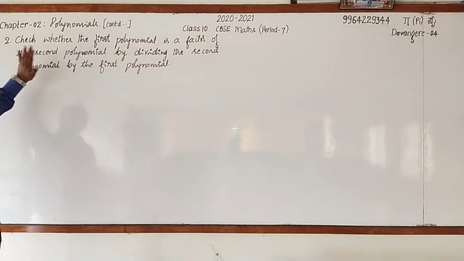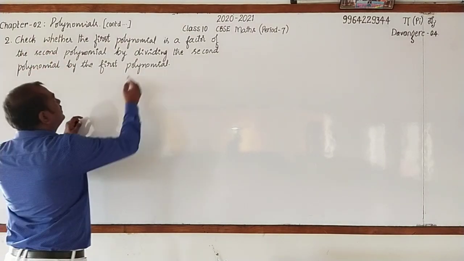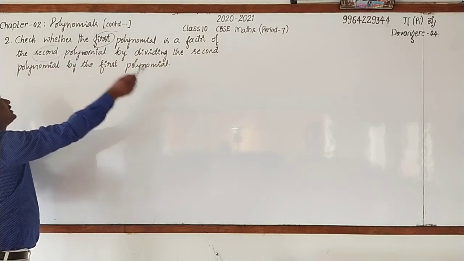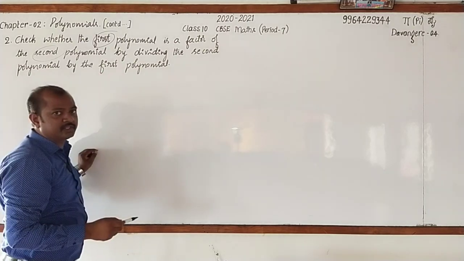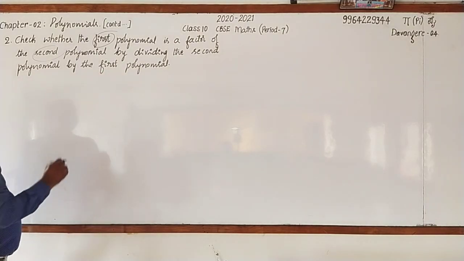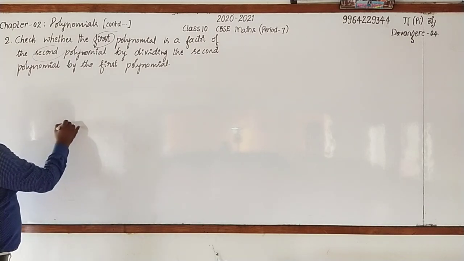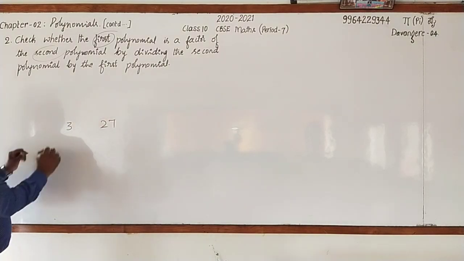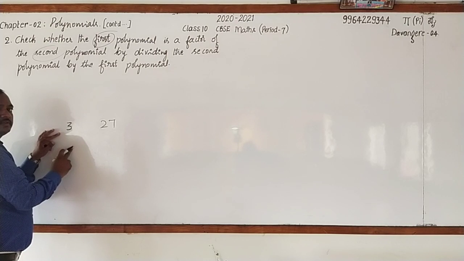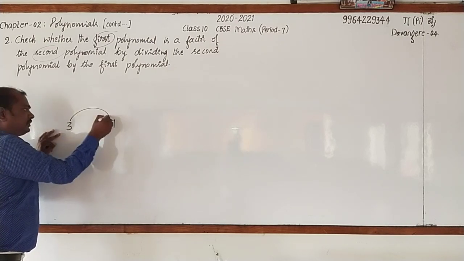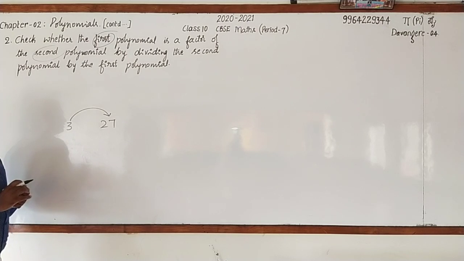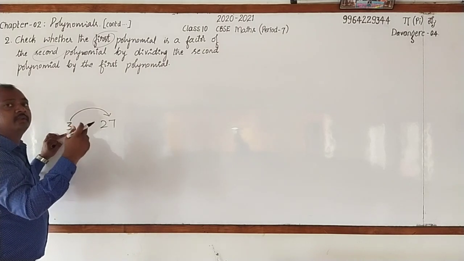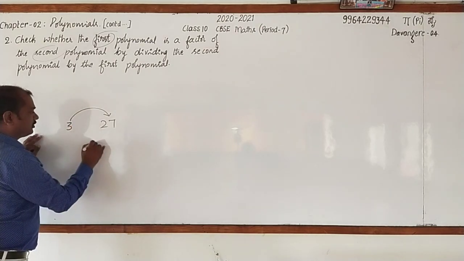Check whether the first polynomial is a factor of the second polynomial by dividing the second polynomial by first polynomial. Clear? I'll go for taking a simple example. It is 3 and it is 27. Look here. Is there any relationship between these two? Certainly. What is that? 3 is a factor of 27, right? Why? Because 3 can divide 27 completely. It gives the remainder 0.